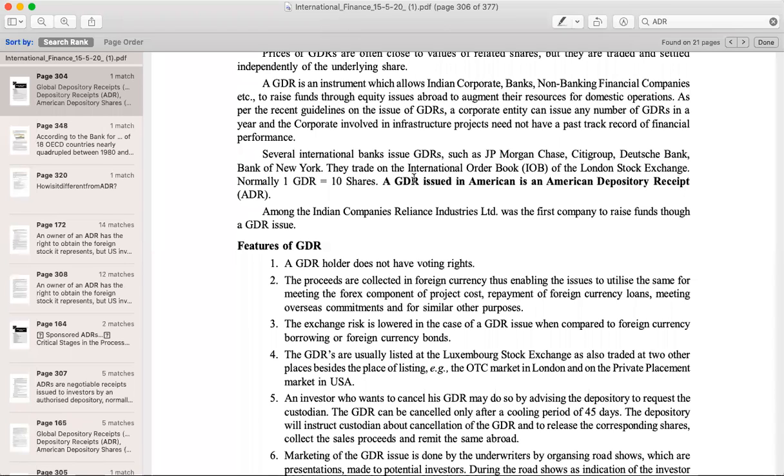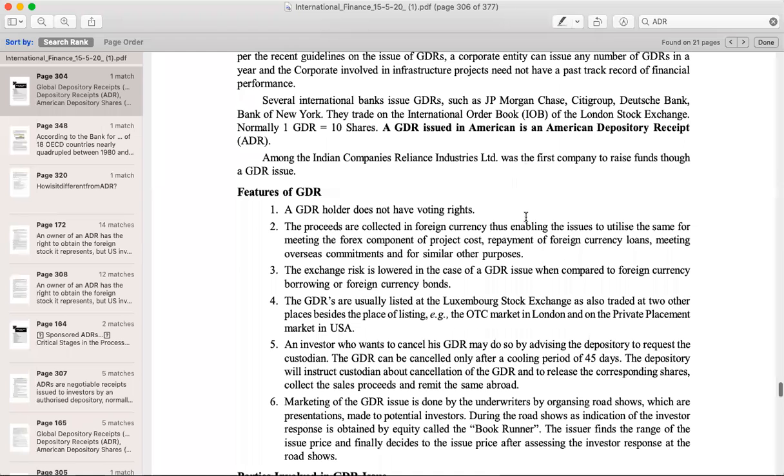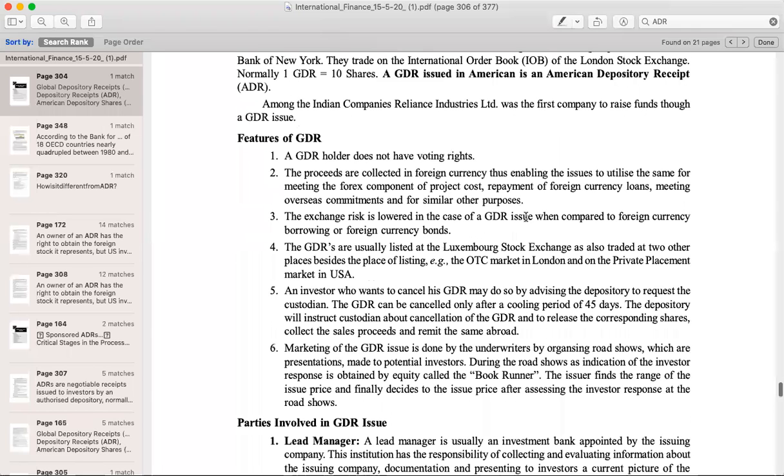If the GDR issue is done in America, it is called American Depository Receipt. And if it is done elsewhere, it is called Global Depository Receipt. And specific names would be IDR, International Depository Receipt, which is issued in European land, and EDR, again issued in European land. So now we'll just have a recap of the features of GDR.